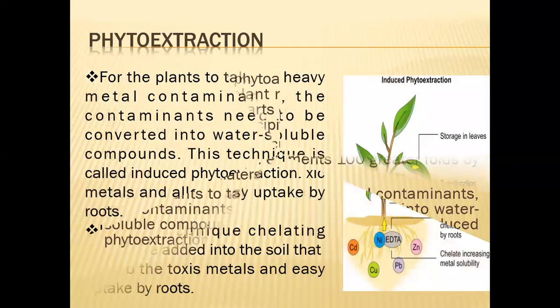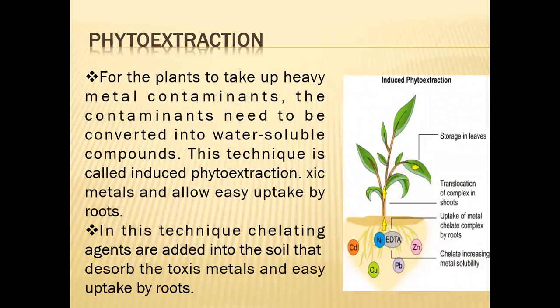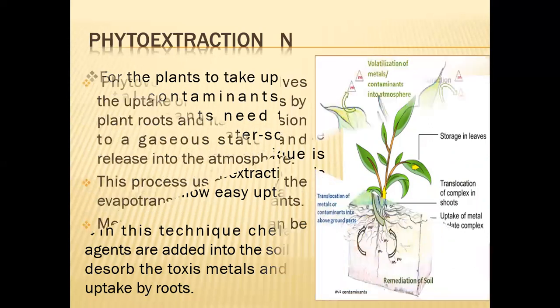Moving to the next slide. For the plants to take up heavy metal contaminants, the contaminants need to be converted into water soluble compounds. This technique is called induced phytoextraction. Metals and allow easy uptake by roots. In this technique, chelating agents are added into the soil that dissolve the toxic metals and allow easy uptake by roots. Moving to the next slide.